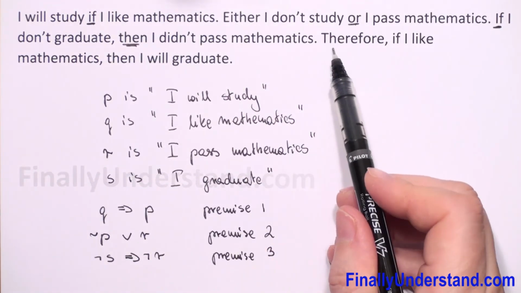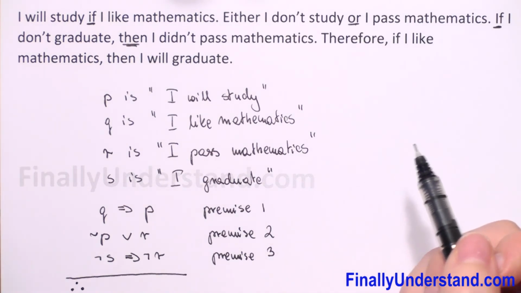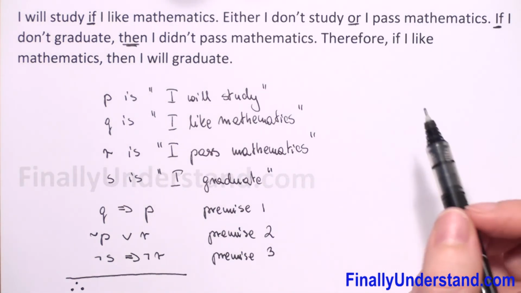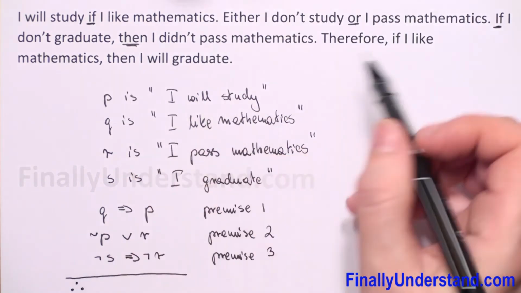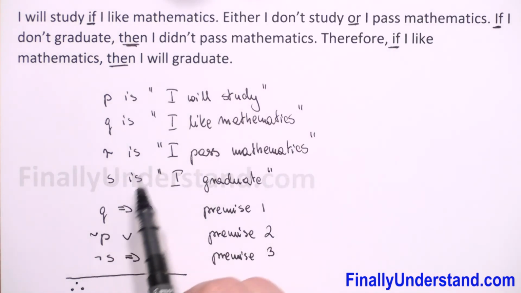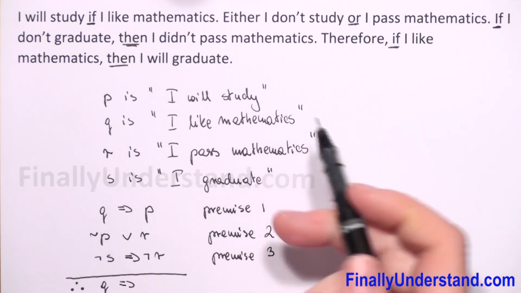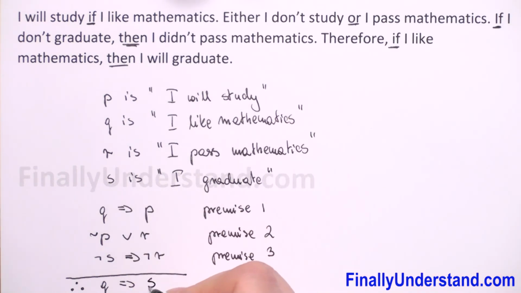And next we have therefore, so we have to underline our premises. We have therefore, so we put three dots. And next we have if then. So again we have a conditional statement. I like mathematics is our Q, implies I will graduate, which is our S. So this is our solution. The last row is our conclusion.